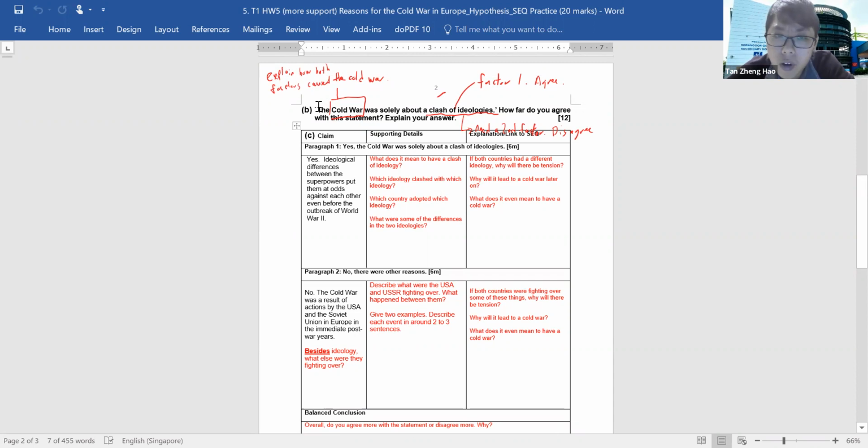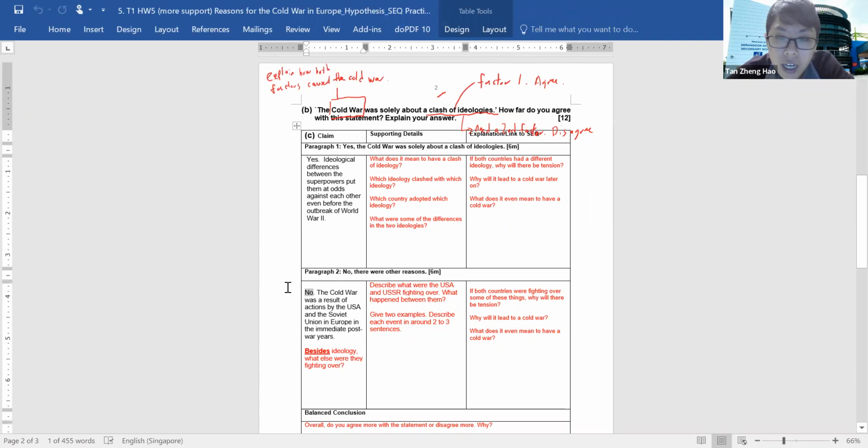Okay, because question B is about a hypothesis essay, a 12-mark essay, which involves giving you a statement and asking you how far you agree. The first thing you must remember when you answer these questions is that you must give both sides of the statement. You must agree with the statement, that's one paragraph, and you must disagree with the statement and come up with another reason. Okay, so the statement is: the Cold War was solely about a clash of ideology.